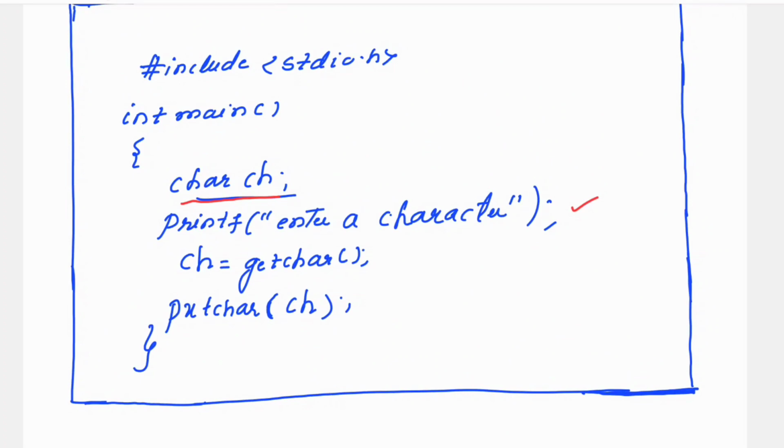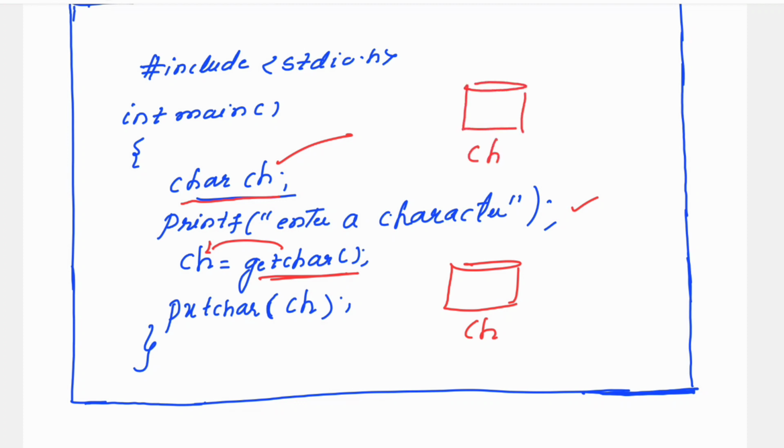What about getchar? You use the function getchar, and whatever character the user enters through the keyboard is stored in this particular variable. What is the variable name you have given? ch. So the first statement, ch equal to getchar, will only identify a memory location in the memory.